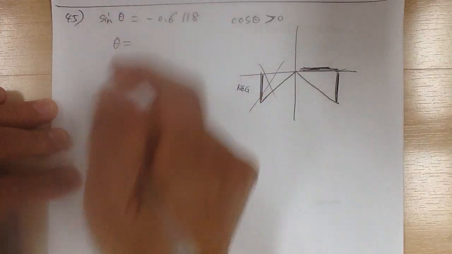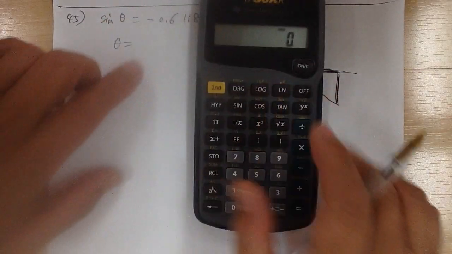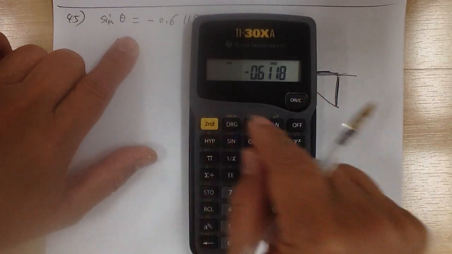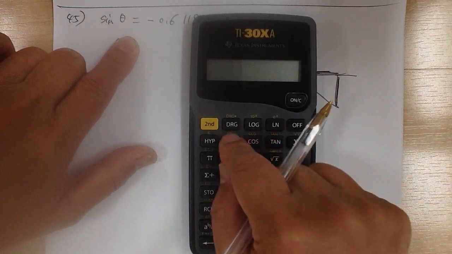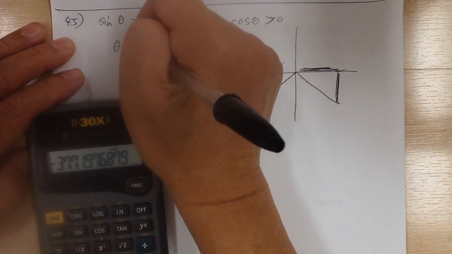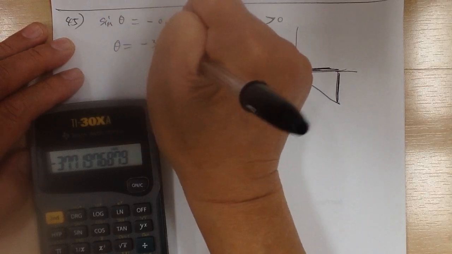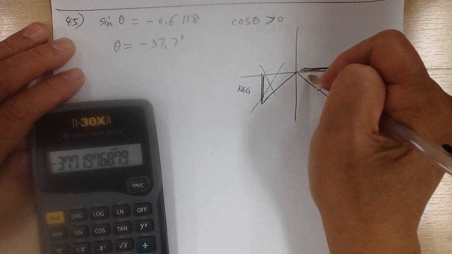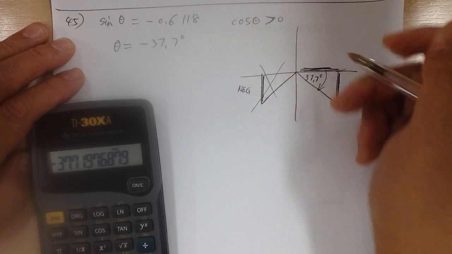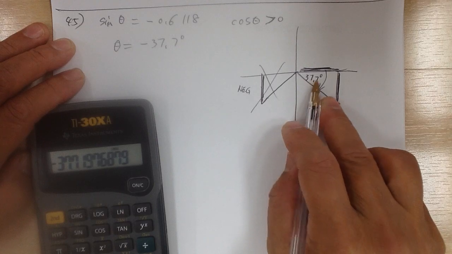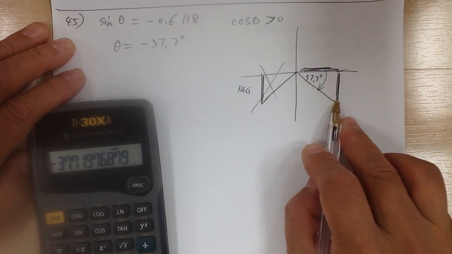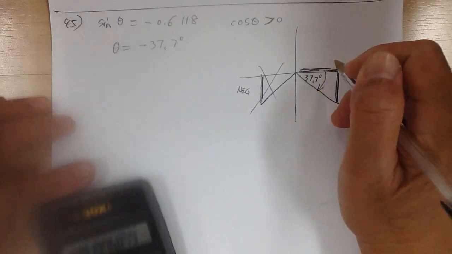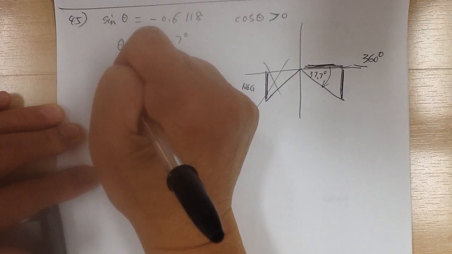Let's go and get a calculator. So negative 0.6118, second sine. So theta equal to negative 37.7 degrees. So the theta you're looking for is negative, this way. This is called an alpha. Alpha is always positive. It's just this angle here. So to get to this position, you need to start with 360, and you go this much amount.